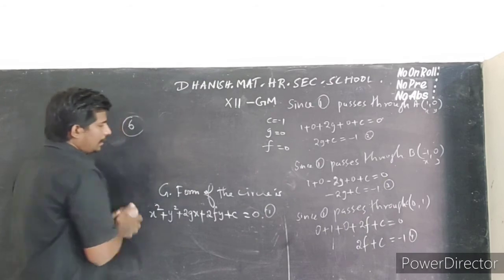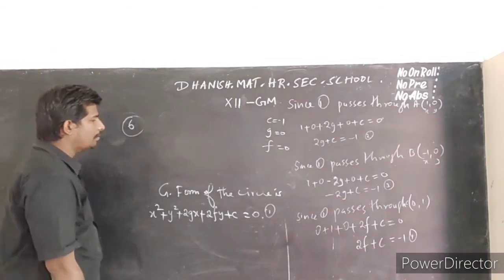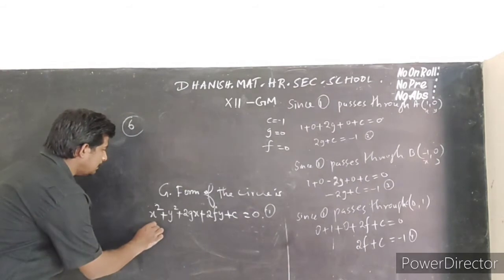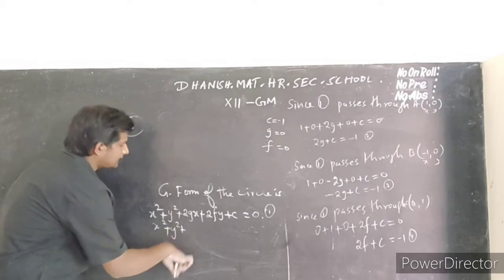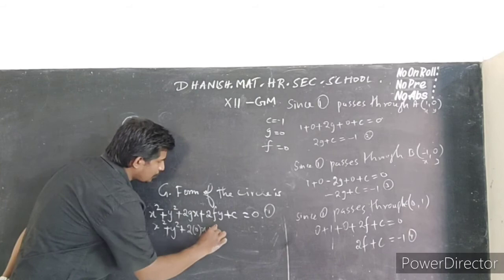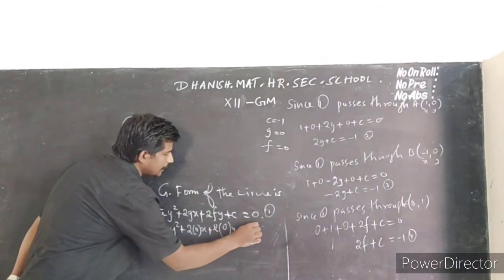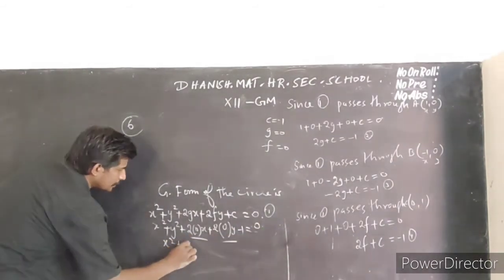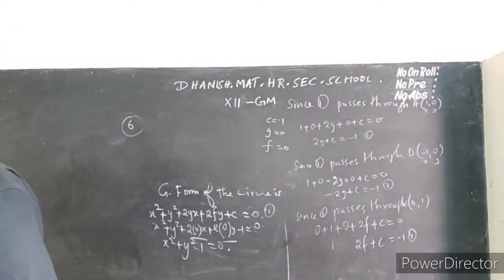Now our required equation: x square plus y square plus 2gx plus 2fy plus c equal to 0. In this I am going to substitute these three values. So equation 1 becomes x square plus y square plus 2, instead of g I am going to put 0, x, plus 2, instead of f I am going to put 0, into y, instead of c I am going to put minus 1, equal to 0. So these two terms become 0. So x square plus y square minus 1 equal to 0 is the required equation.